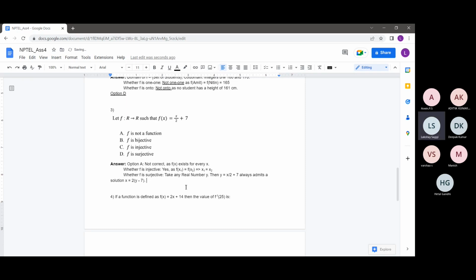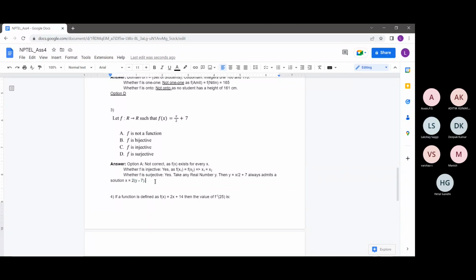So I hope this is clear, guys, what I intend to say here. So it is surjective. And why is it surjective? We can take any real number y, basically any element of the codomain. Then for the surjectivity, there should always exist an x such that y equals x by 2 plus 7. Basically, y equals f of x. And from here, we get that x equals 2 times y minus 7 will always hold. And since y was real, this 2 times y minus 7 is real as well. So there exists a real x such that we get this real y.